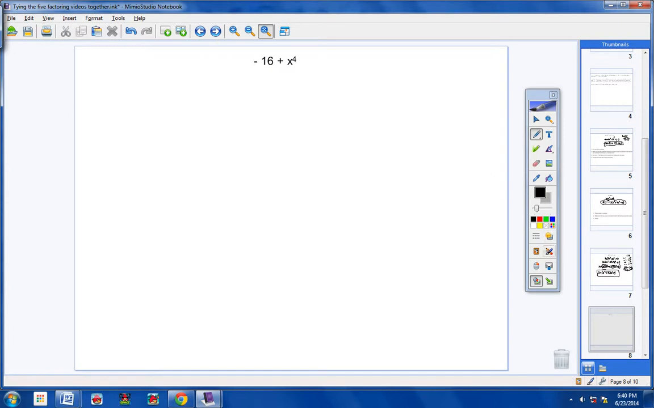Okay, here we go. The first thing you always want to do is pull out what's common. Now you should notice both terms do not have an x, so you cannot factor out an x. You should also notice you have 16 here and a coefficient of 1, even though you can't see it, so there's really no whole number you can factor out. However, remember, we really don't want our first term to be negative, so I'm going to factor out a negative, and I'm going to put 16 minus x to the fourth.